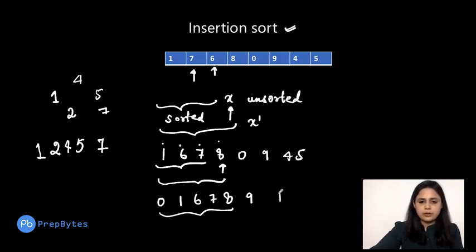Now we have 9 4 5. Okay, so now we have this particular number. I see that this is already sorted. So this part of the array is sorted now.